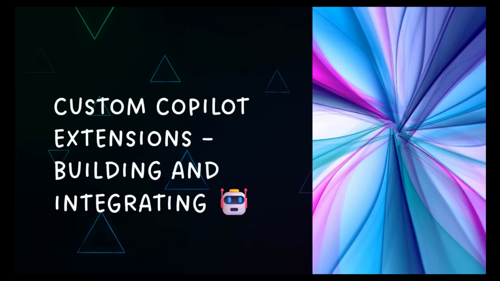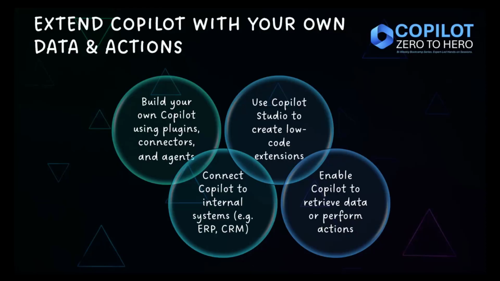And I'll give a little bit of a real world scenario soon. But one of the exciting advanced scenarios we want to enable is the use of custom Copilot extensions, where you can literally, as Microsoft says, build your own Copilot, right? So obviously, how do you do that? You can build your own Copilot by using plugins, connectors, adding agents. You can use Copilot Studio to create low-code extensions, or you can connect your Copilot to internal systems.